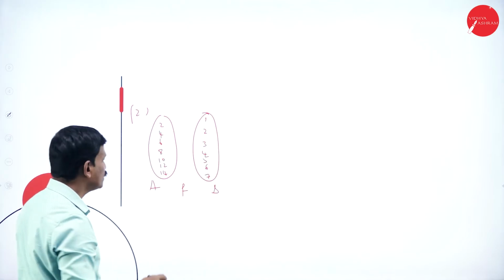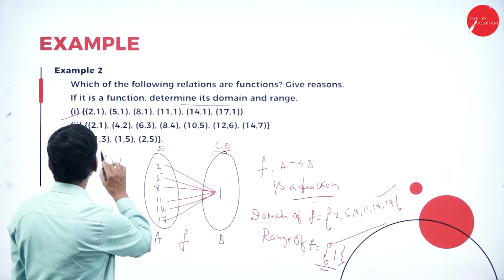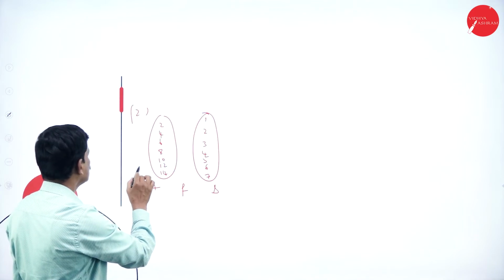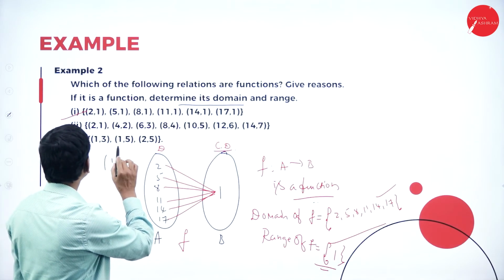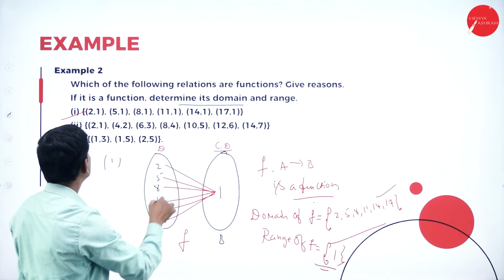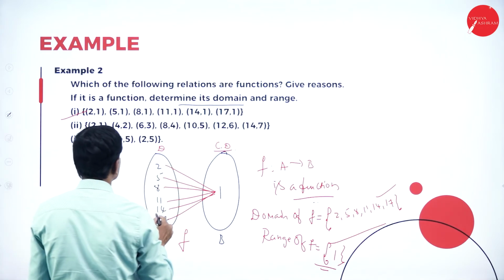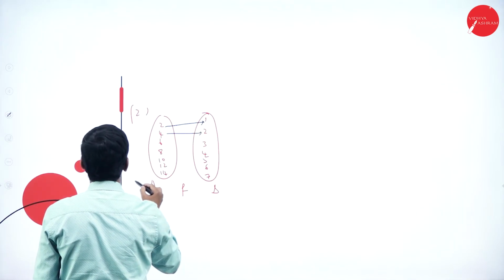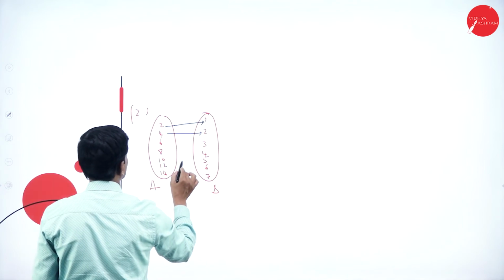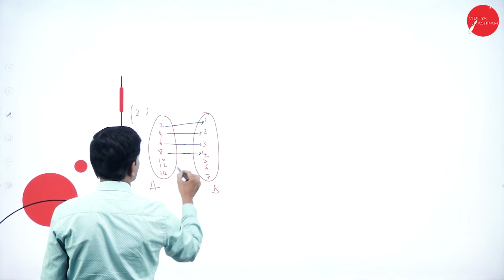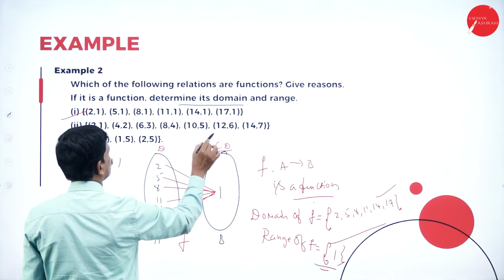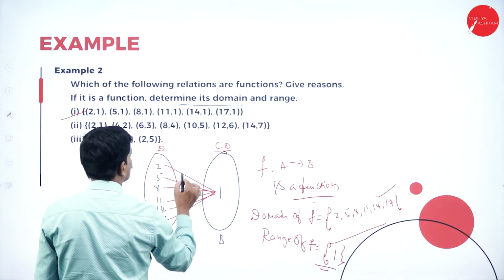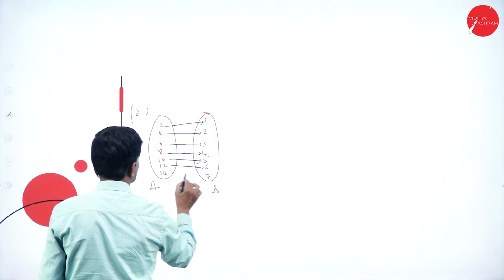Now what is the mapping given? Let us check once again. A contains 2, 4, 6, 8, 10, 12 and 14. B contains 1, 2, 3, 4, 5, 6, 7. Now the mapping: 2 to 1, 4 to 2, 6 to 3, 8 to 4, 10 to 5, 12 to 6 and the last one is 14 to 7.